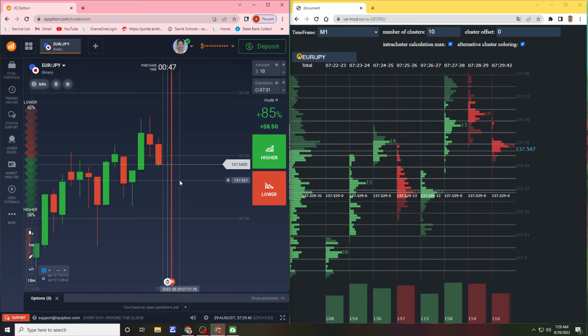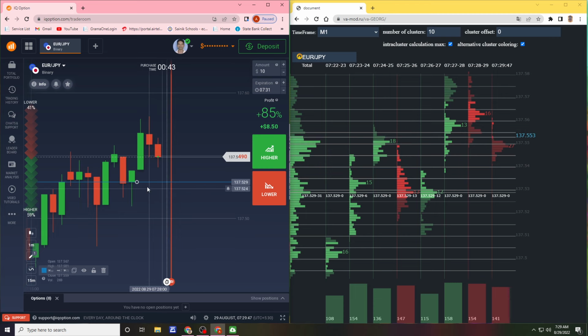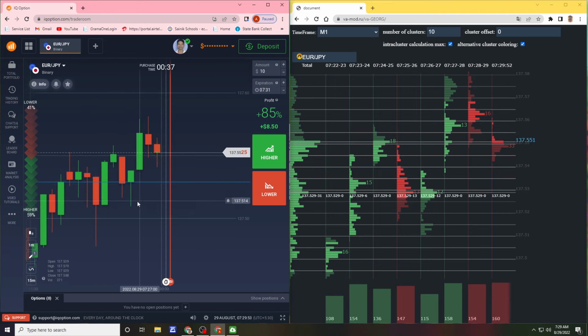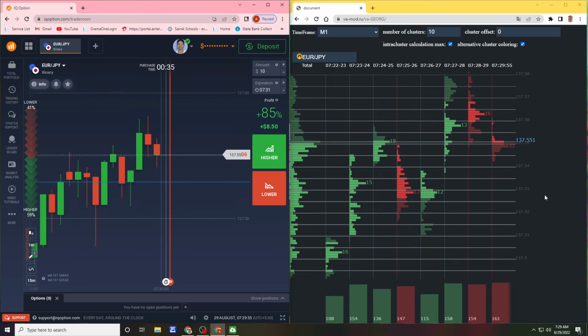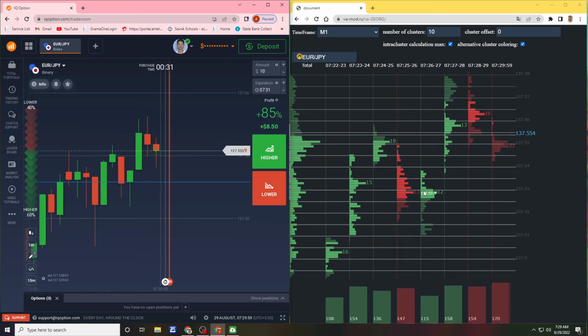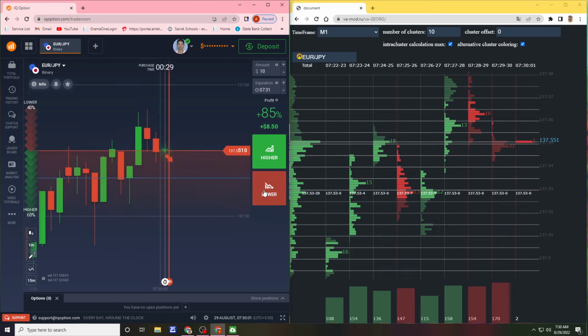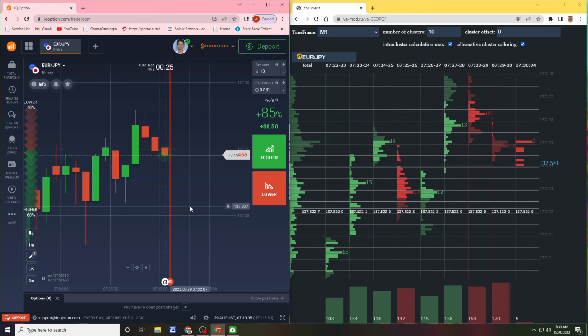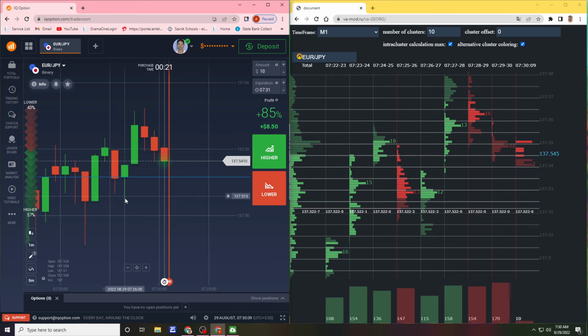137.29. You can see so many POCs are respected here. The market respected this line, so when the market comes here again I will enter a trade, because this is a POC the market respected many times. I will wait to retest this POC after the breakout.